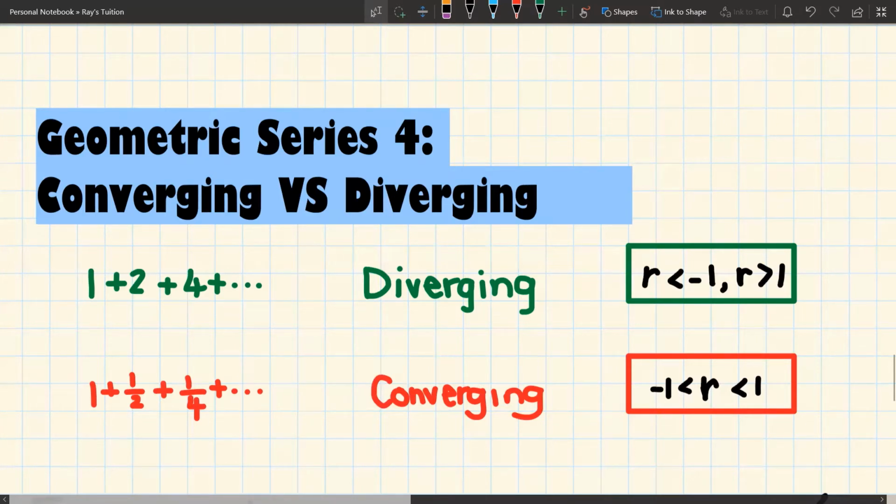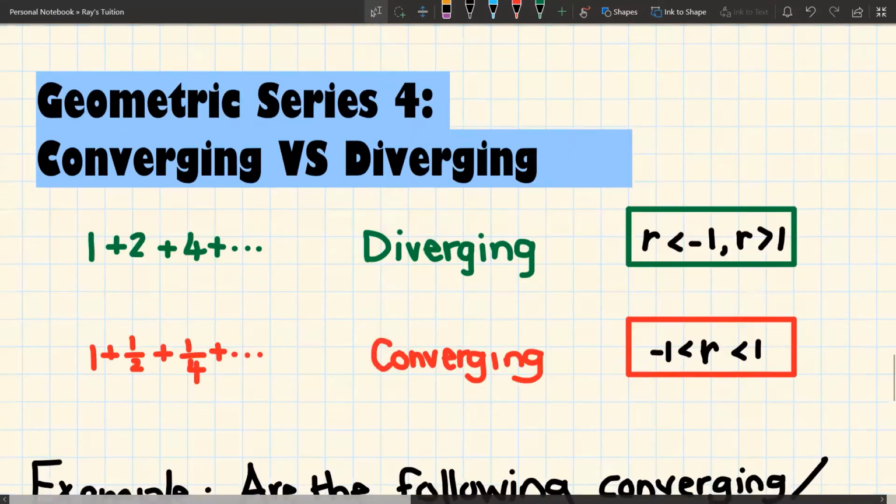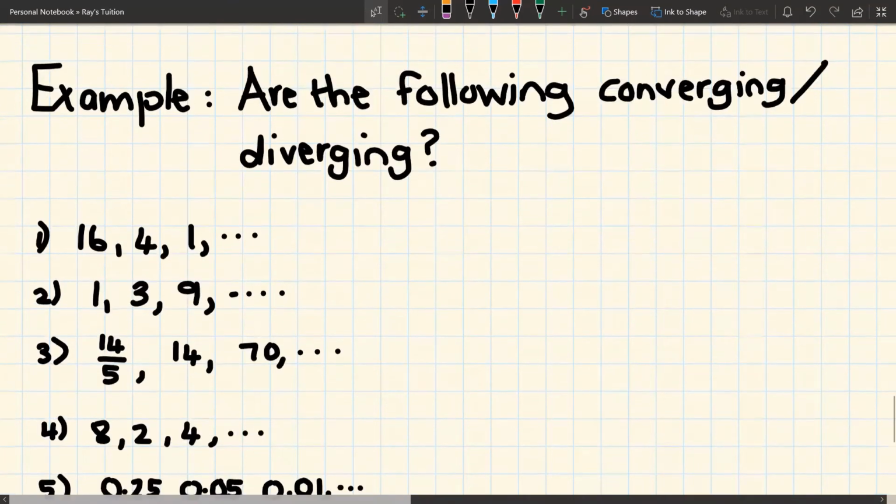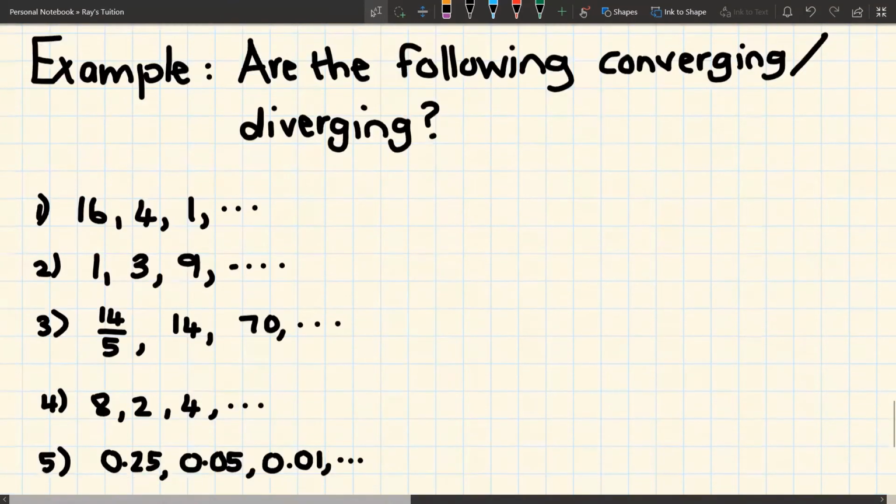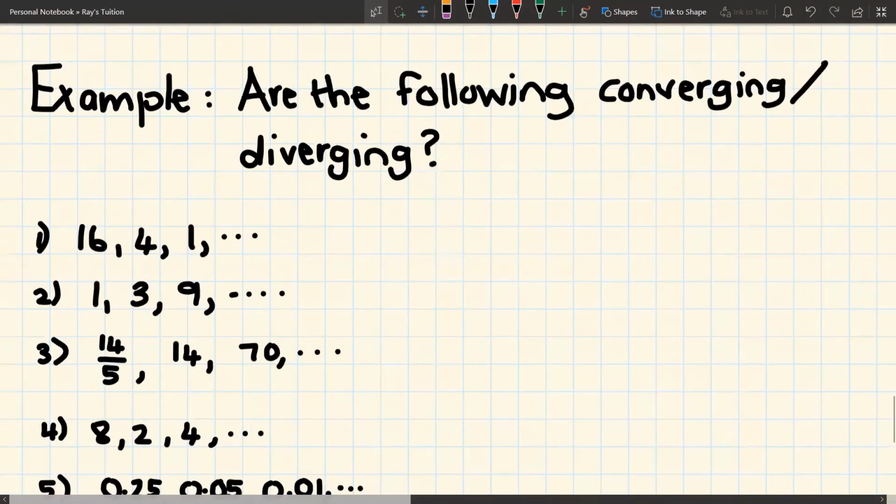Let us have a look at an example to see how these principles are applied. So here we have an example. Are the following converging or diverging? So like it was mentioned before, to find out the answer to this question, we have to calculate the ratio. We can calculate the ratio by taking any term, dividing it by the previous term. So T2 divided by T1, which is 4/16, which is 1/4.